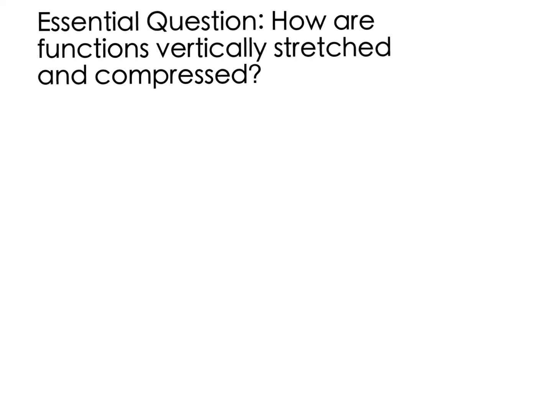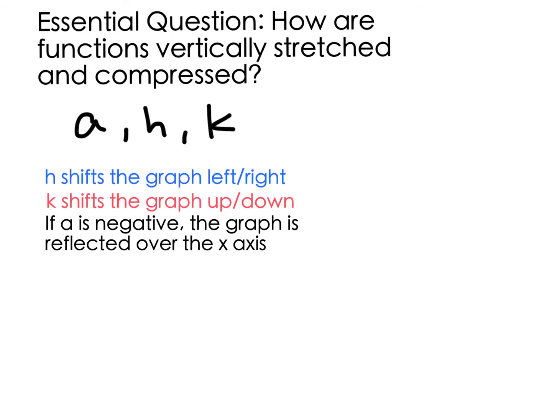Hello. Today we're going to look at how functions are vertically stretched and compressed. So far we've been looking at A, H, and K, right? What do we know about each of these? So far we should know that H shifts the graph left and right, K shifts the graph up and down, and if A is negative, the graph is reflected over the x-axis. To vertically stretch and compress, we have to look at A a little harder.